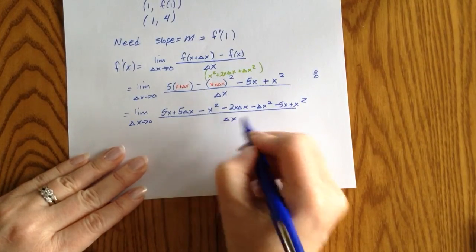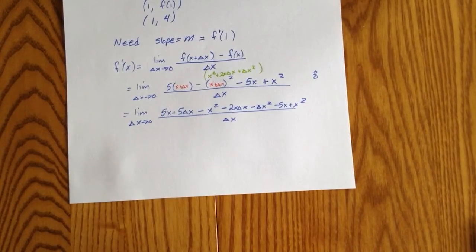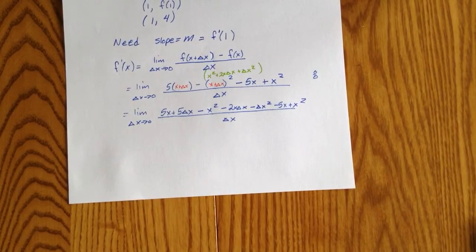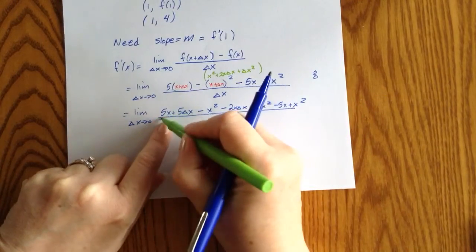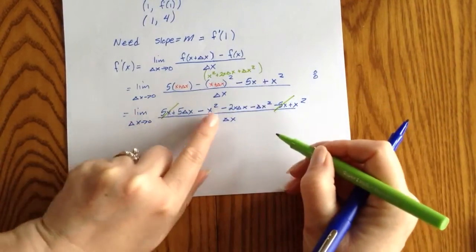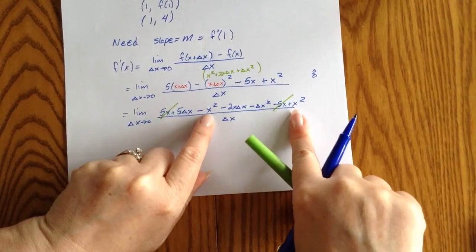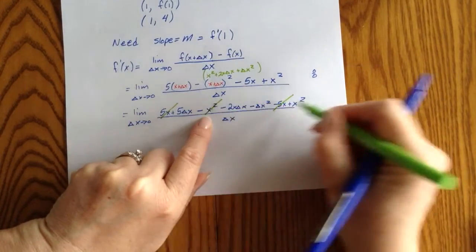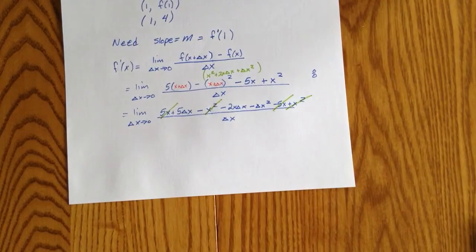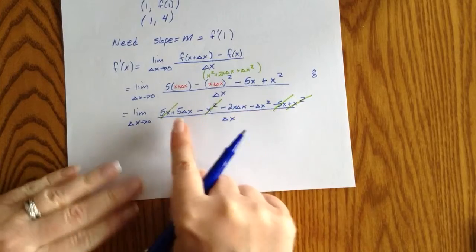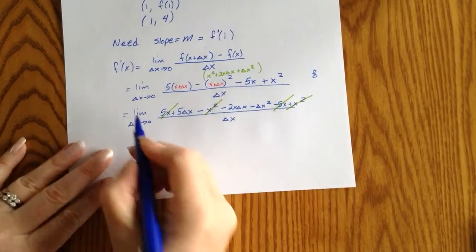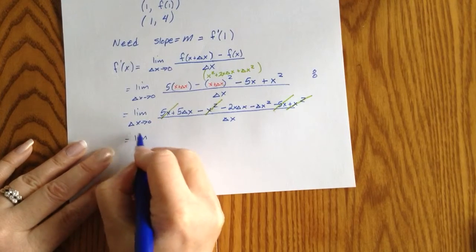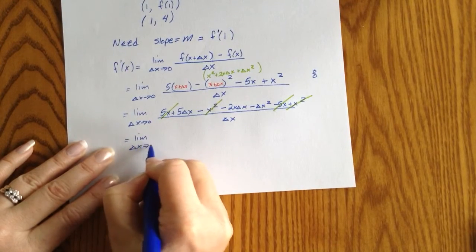Do you see what I see? Do you? I hope you do. Look at this. 5x minus 5x. Silly 5x's. Negative x squared, positive x squared. That's ridiculous. Every term that didn't have a delta x canceled out, meaning all the remaining terms have a delta x in common. It is a common factor, and we will factor out the common factor.